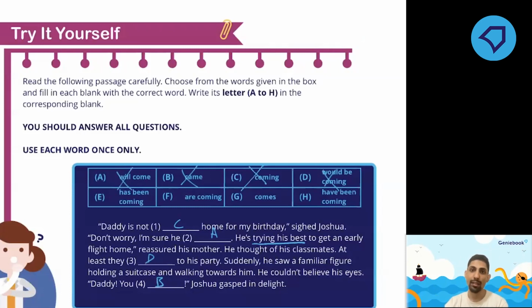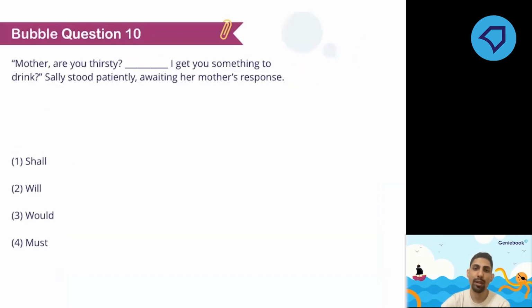This is how it looks like. And I just want to tell you guys, if you ever find a blank and you realize there could be two answers, it's okay. Keep in mind that both are possible. Later come back and try both. Let's go ahead and try question 10, just short sentences. Ready? Go. "Mother, are you thirsty? What I get you something to drink?"